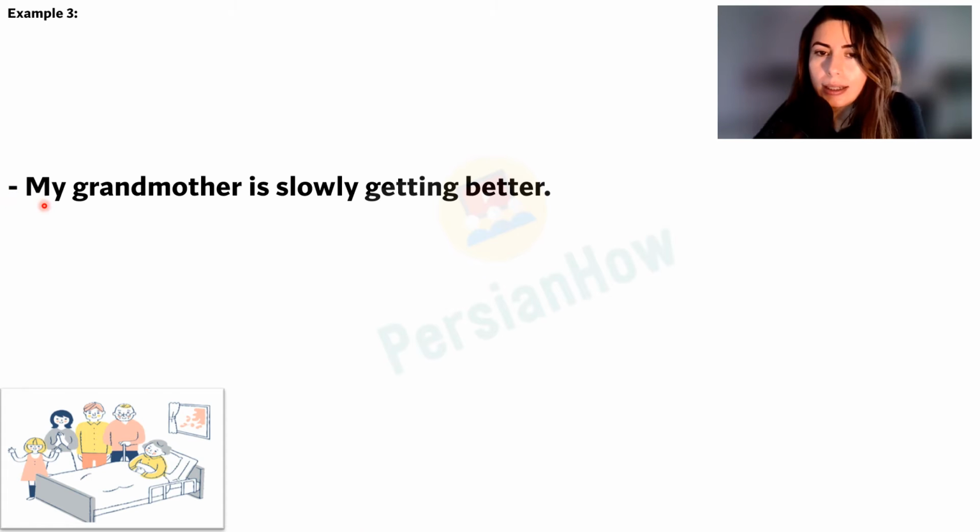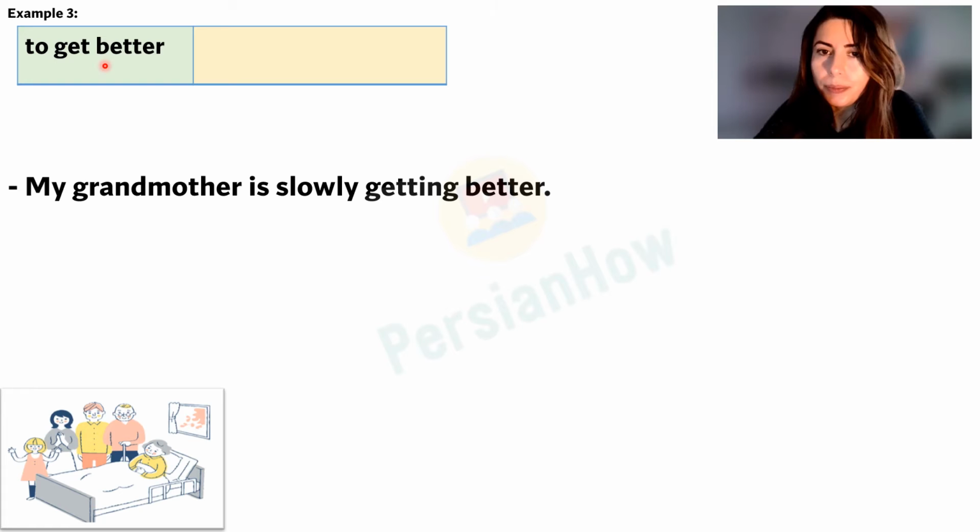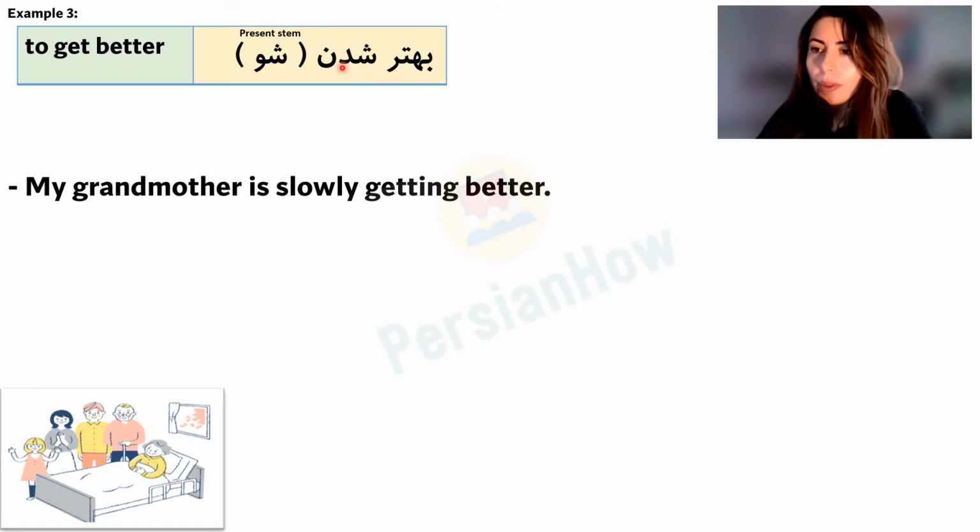Alright, let's take a look at the next example. If you see a change in my camera, it's because I'm recording this on another day. Alright, next example says, my grandmother is slowly getting better. So here, better in Farsi is بهتر. So to get better is بهتر شدن. Every time in Farsi you want to say something like to get better, to get happy, to get worse, to become something, we use the verb شدن.